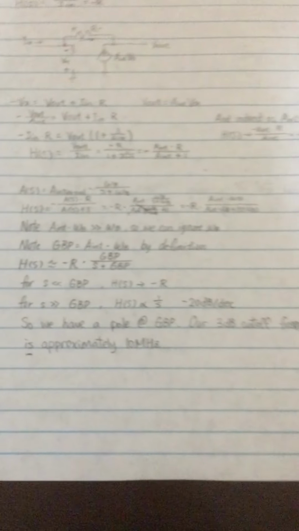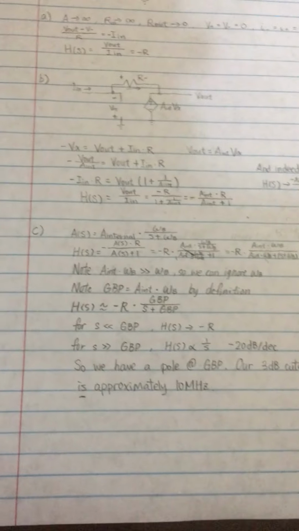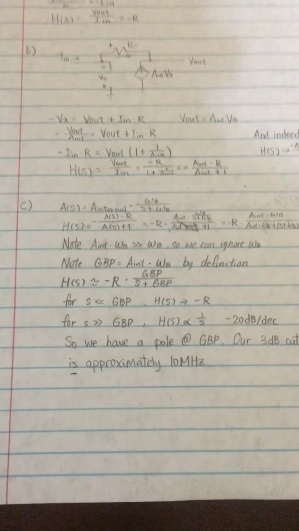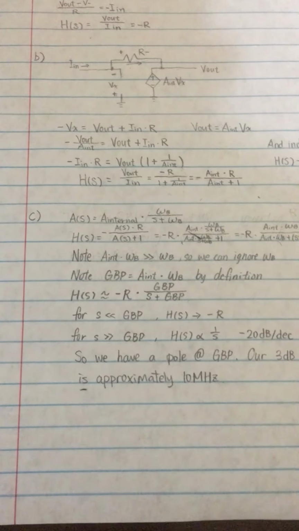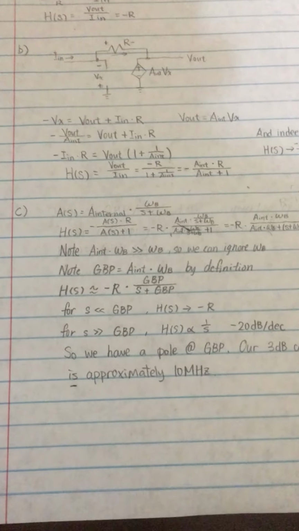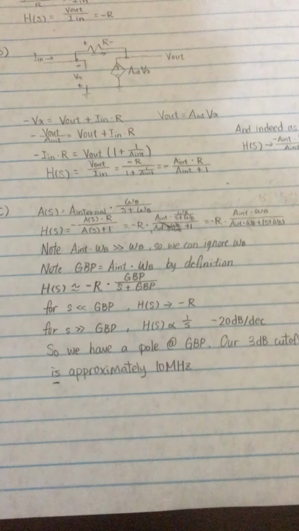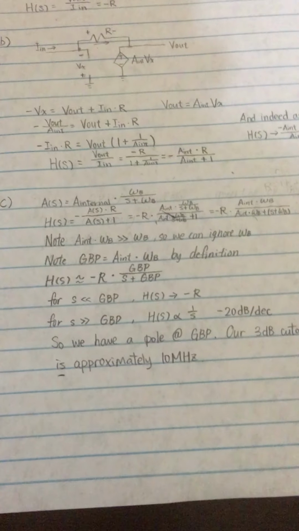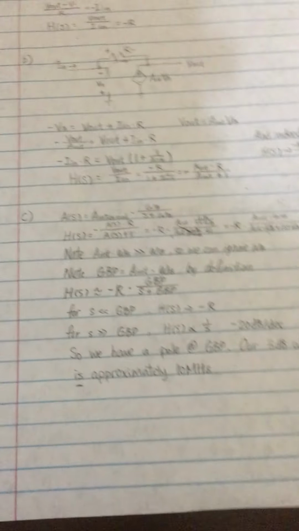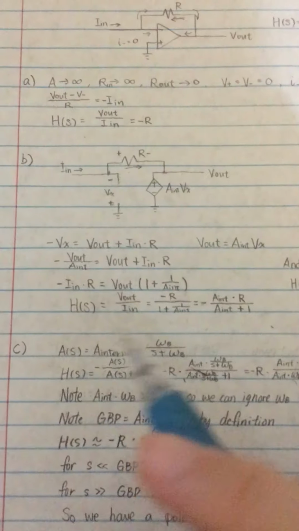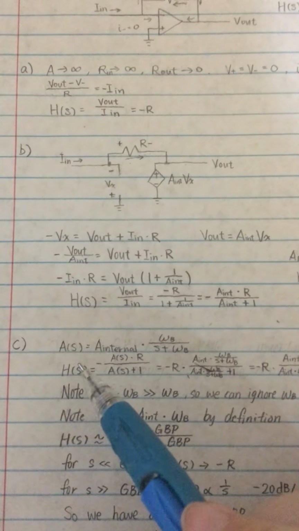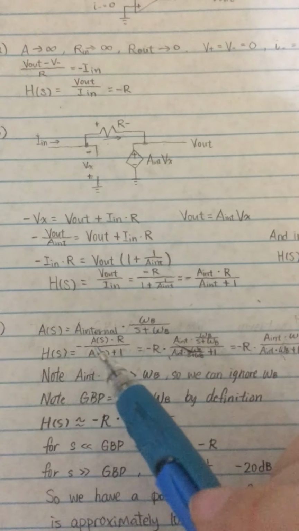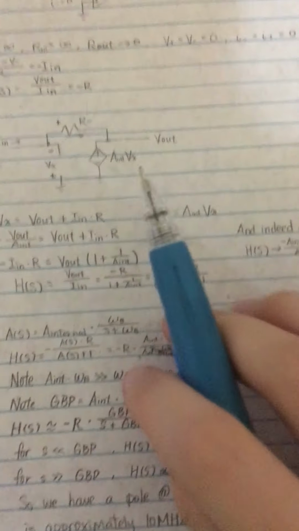And for part C of the problem, we're given that R equals 1k ohm, internal gain equals 10 to the 5th, and the GBP equals 10 million, and we're asked to determine the approximate 3 dB cutoff frequency. So to find that frequency, we have to first have the HS function actually in terms of S.